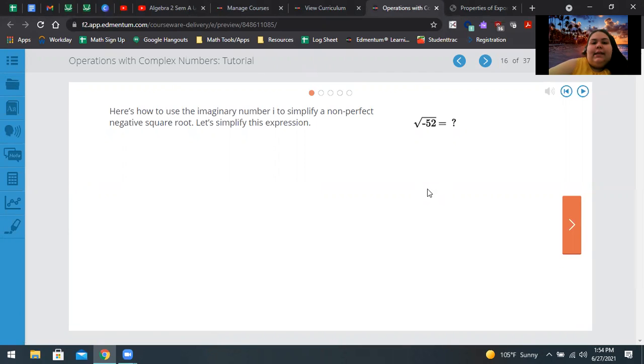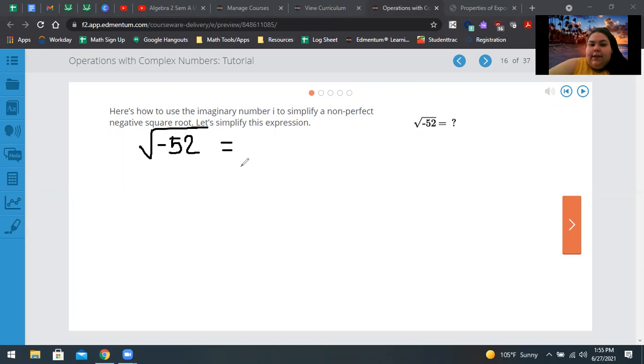So what happens when we're dealing with a non-perfect negative square root? You can rewrite this a couple of different ways. So I have the square root of -52. If you have some trouble simplifying square roots, I will take a moment to explain that more in depth. You can use a tree diagram to help you out here. What I can automatically do is notice that there's a negative there. I can take out that negative as an i, and leave the square root of 52 inside.